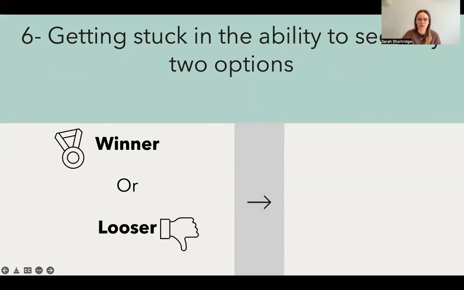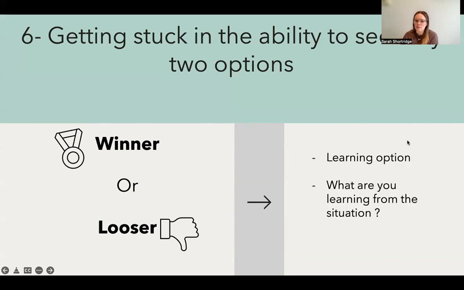Number 6 is getting stuck in the ability to see only two options. Those two options are when you're facing a situation of evaluation, you are either a winner or a loser. There's actually a third option that we have to consider, which is the learning option. And it is very important to ask yourself, what are you learning from the situation? Whether you are succeeding or not, it is important to remember that you are learning either way. And so seeing only two options can cause performance anxiety.